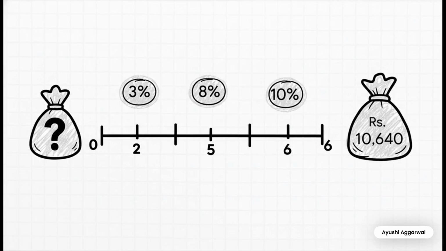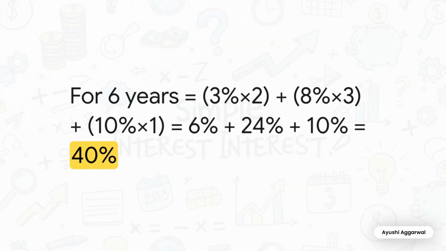So check out this question. The rate is 3% for the first 2 years, then it jumps to 8% for the next 3 years, and then it's 10% for any time beyond 5 years. Someone gets 10,640 rupees after 6 years. We've got to find the original sum they deposited, the principal. Let's calculate the total interest percentage step by step.